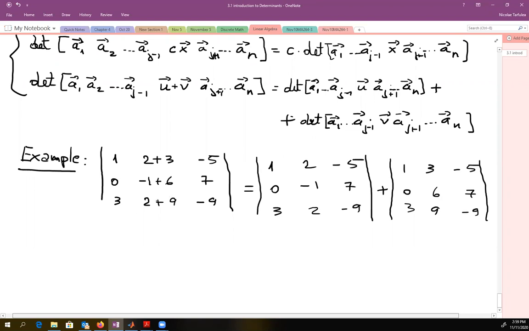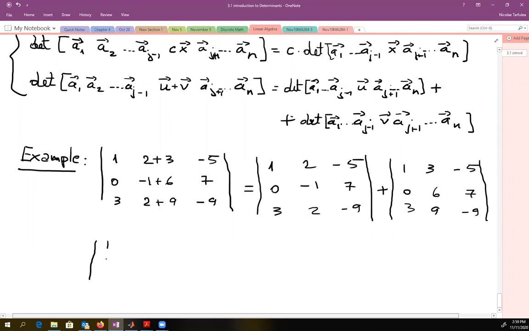And same thing goes for any row or column. So if you can split a row or a column into a sum of two vectors, then you can split the determinant this way. And the first property says something like this.